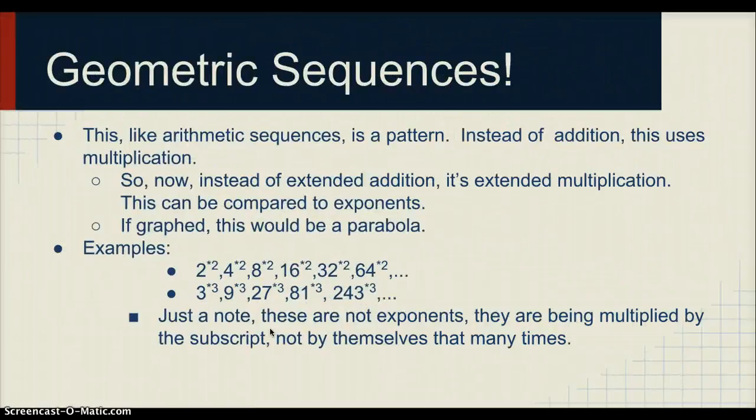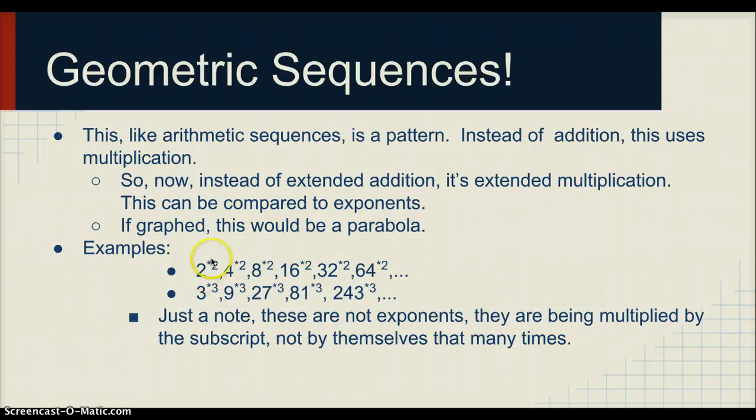Alright, and a geometric sequence is basically a lot like the arithmetic sequence, but instead of addition, it uses multiplication, and it's not really compared to slope. Instead, it can be compared to exponents, but don't be confused, this little subscript right here is a multiplication sign, so the 2 is being multiplied by the 2, it isn't really exponents.